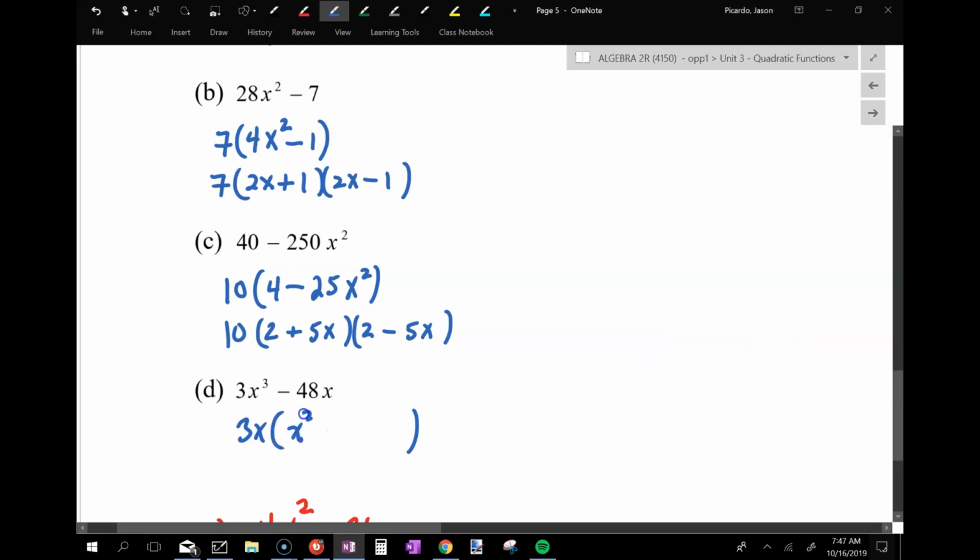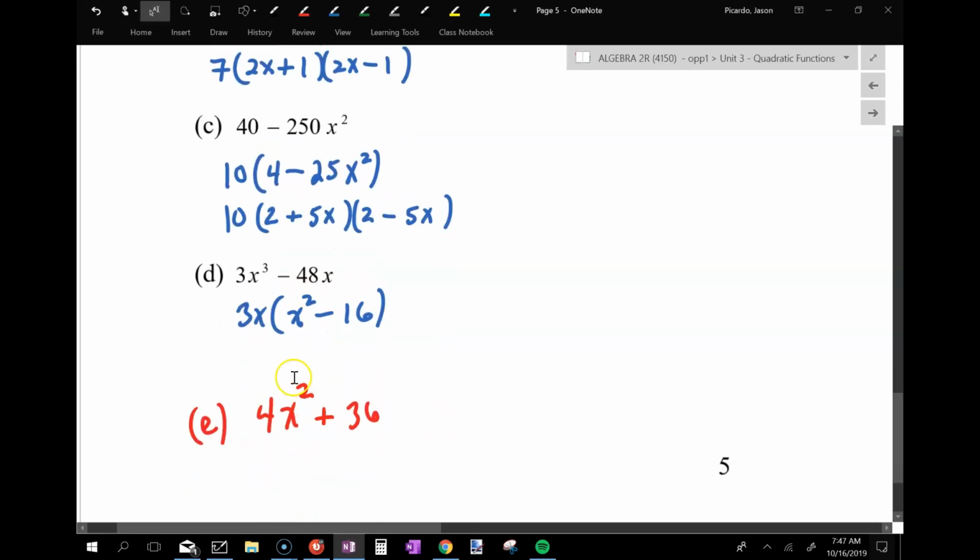All right, so we said x squared minus 16, and this x reduced, right? And now what do I have? X squared minus 16 is another DPS, right? So x plus 4 and x minus 4.